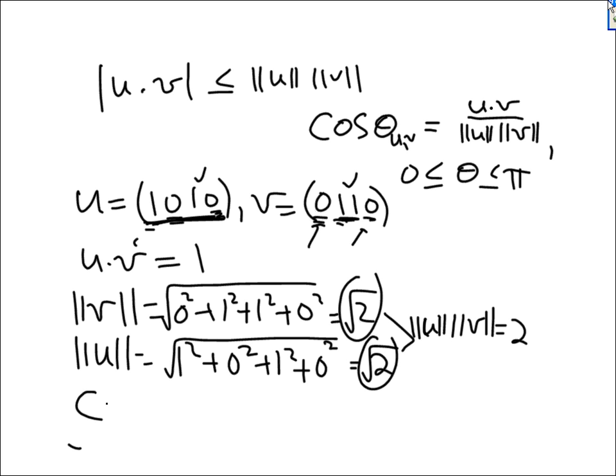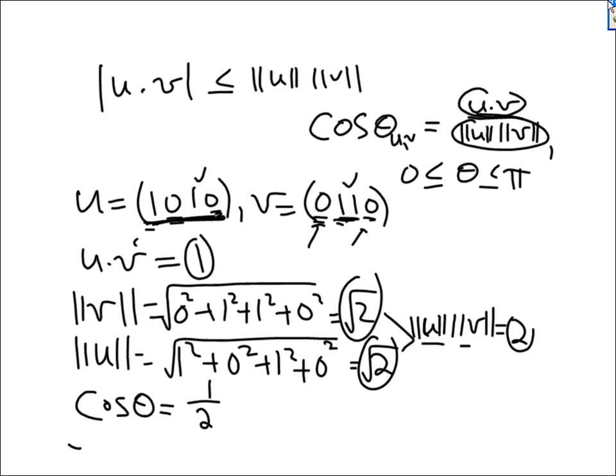Okay? So the cosine of theta is equal to u dot v divided by the product of the lengths. U dot v is 1. The product of the lengths of u and v is 2. The cosine of theta is 1 over 2. Okay, so let's look at this. So we have 1 over 2.